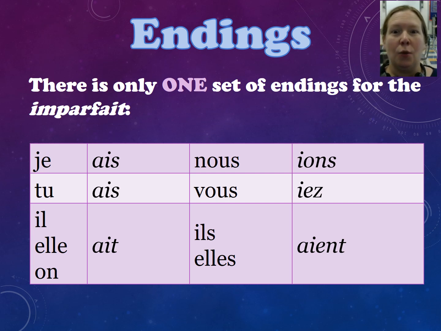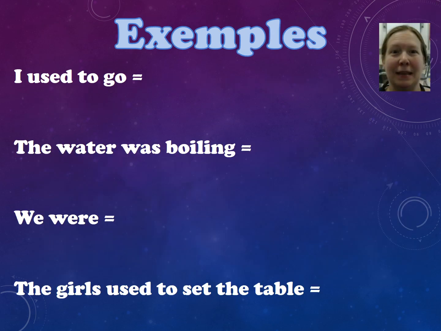So again, you are simply doing what we talked about. New form minus ONS, add these endings. The only exception to that is être, where you're going to start with the irregular stem, accent aigu, and then add these endings. So let's take some examples. I used to go. So we have the verb go, so that is aller. This used to tells me that I am going to do this in the imparfait. So I'm going to take to go, aller. So we have allons, take off the O and S, and then add your ending. So I used to go is j'allais.